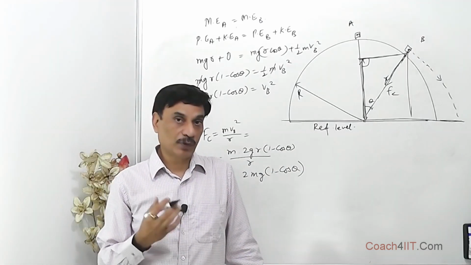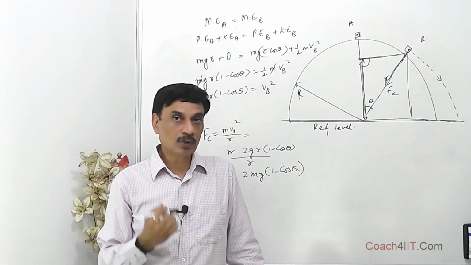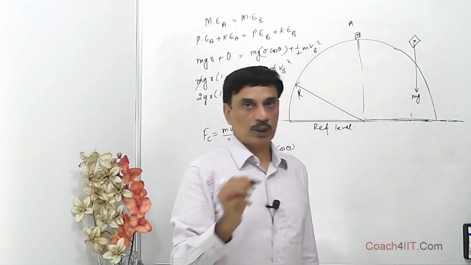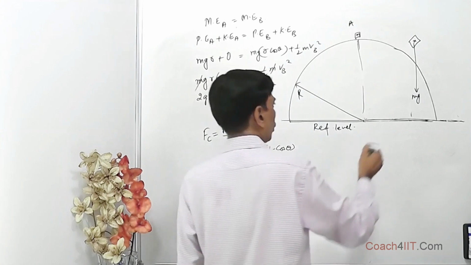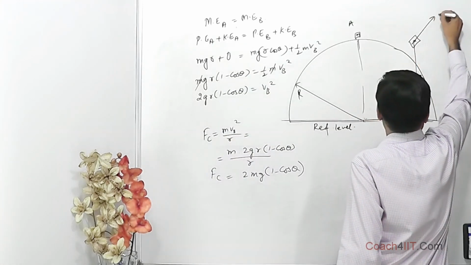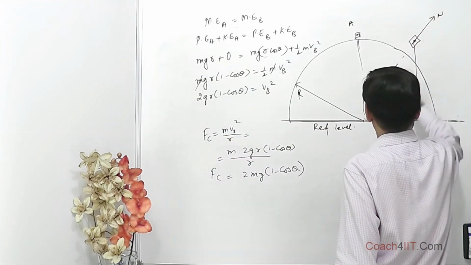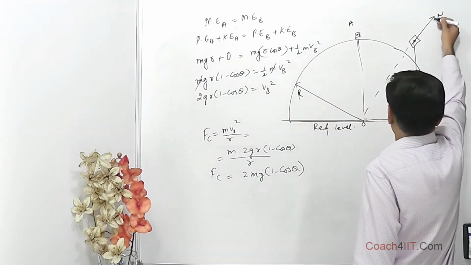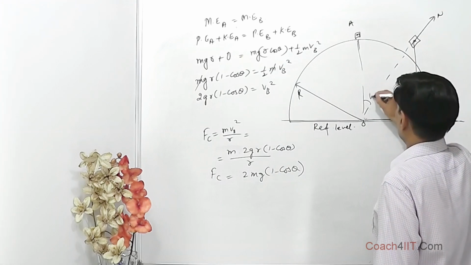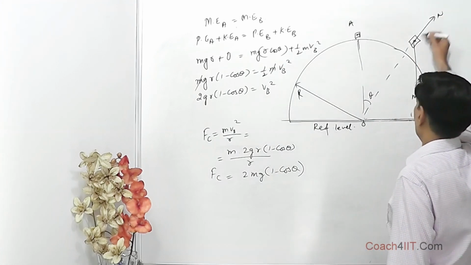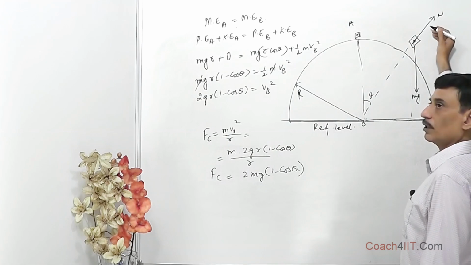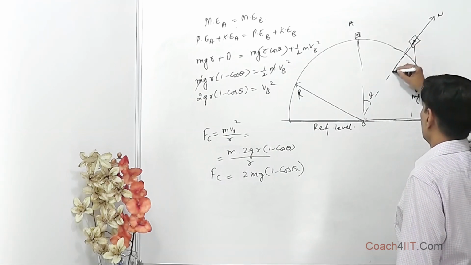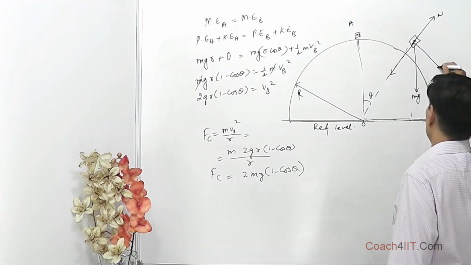Now we shall look for the forces along the radius which can meet this requirement. The forces acting on this body at this instant: one is mg, the second is the normal reaction, normal to the surface, perpendicular to the surface. Obviously this will pass through the center only. This is already aligned along the radius, so we will not disturb this force. The mg is going to be broken so that one component is along the radius, this way, and the other is in this direction.